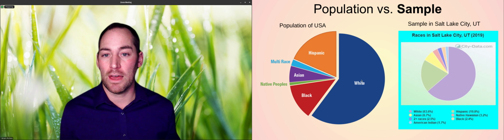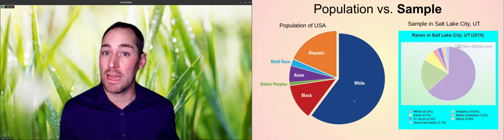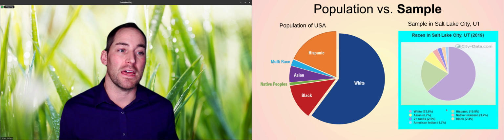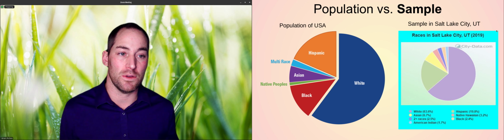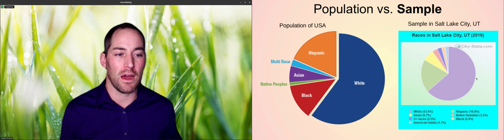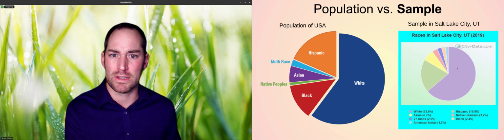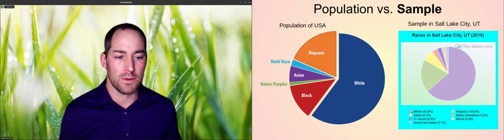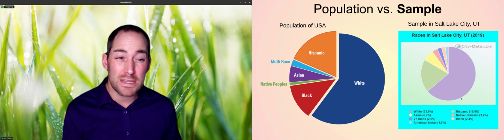So this on the left is the population breakdown of the USA for ethnicity, and this is ethnicity in Salt Lake City, Utah. So not all of Utah, just specifically Salt Lake City. And you can see, obviously the colors are different because a different designer designed these two. But you can see the biggest group here and here are both white, and they're about the same percentage.